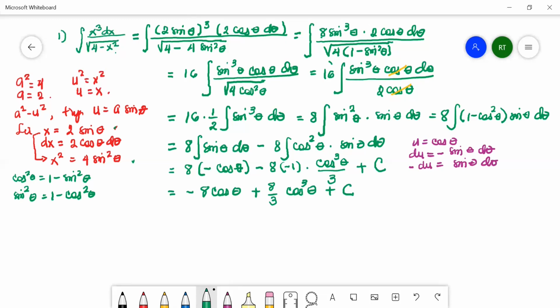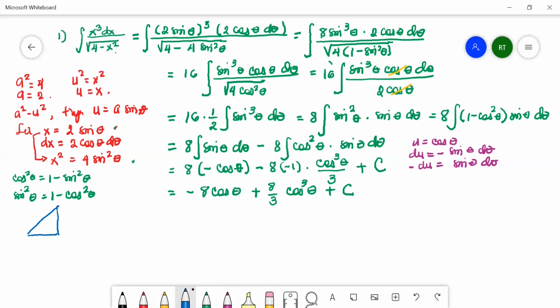Since the variable here is theta, we need to substitute back the original variable. Please take note that we have the substitution x is equal to 2 sine of theta, and the integral here is in terms of cosine of theta. So what are we going to do here? We are going to refer to a right triangle where the acute angle is theta. Wait, I will make a better right triangle.